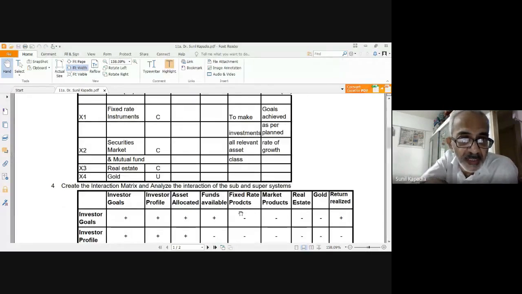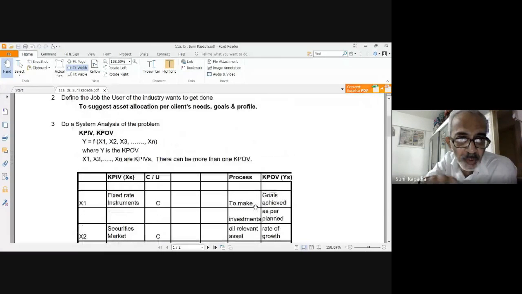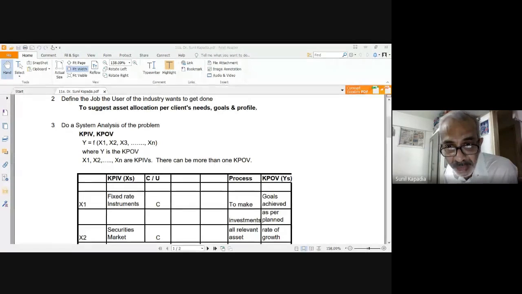For the system analysis, I have used our DMAIC approach: define, measure, analyze, improve, and control. Wherein in the define stage, the planner looks for the family financial goals, particularly non-negotiable goals, and also makes them aware of realistic expectations from the investment.